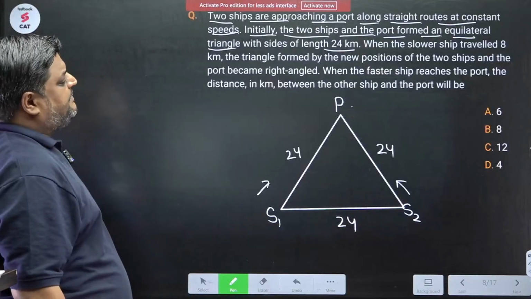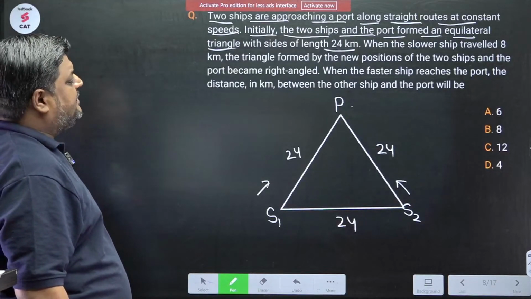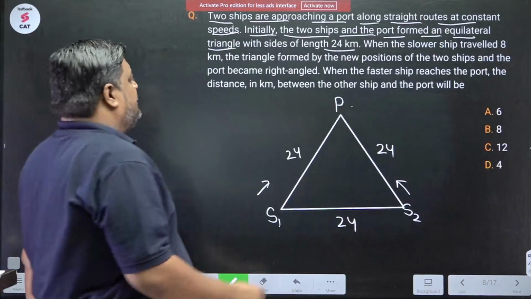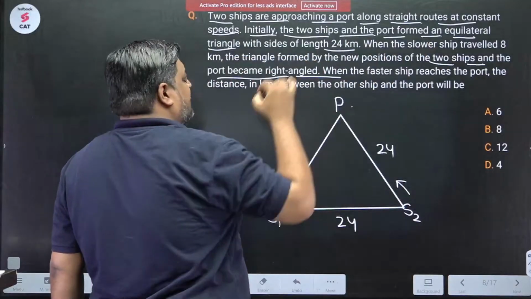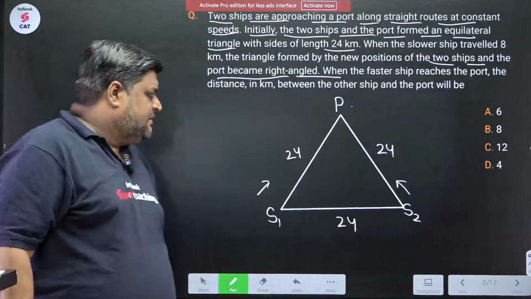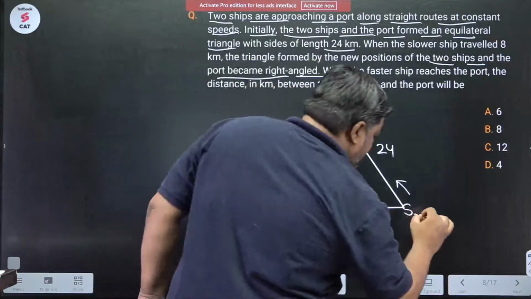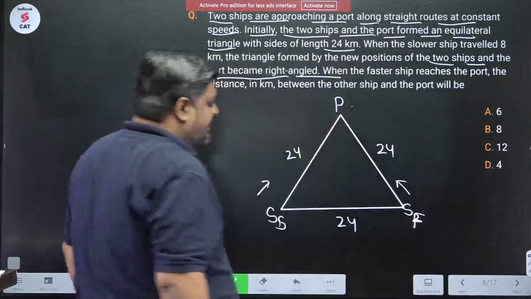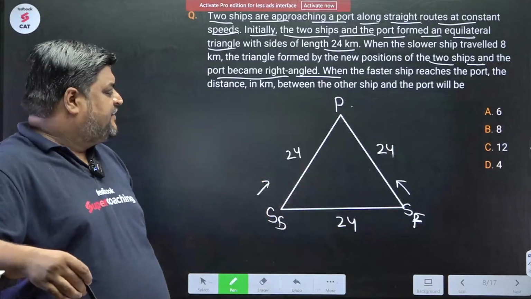When the slower ship traveled 8 kilometers, the triangle formed by the new position and the two ships became right angled. अच्छा, let's say this one is slower, this one is faster. तो इसका नाम बदल देते हैं. This is slower ship and this is faster ship. SS for slower ship, SF for faster ship.